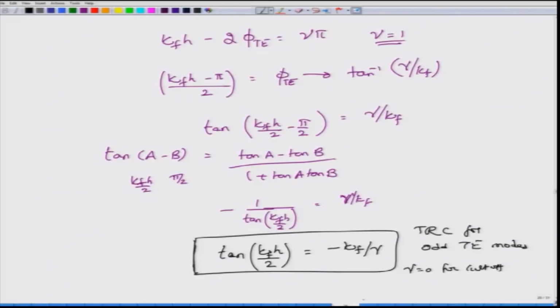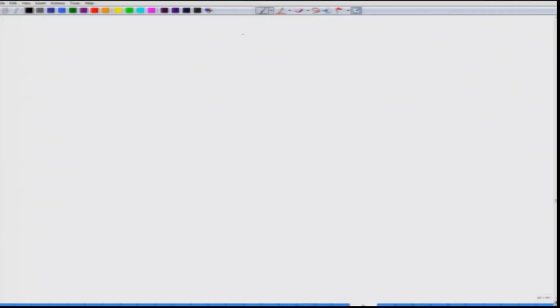And when will kappa tan of x go to infinity? When x goes to an odd multiple of pi by 2. So, the first time it happens is at pi by 2, then there will be another thing that happens at 3 pi by 2 and so on. Okay. So, these are the conditions.